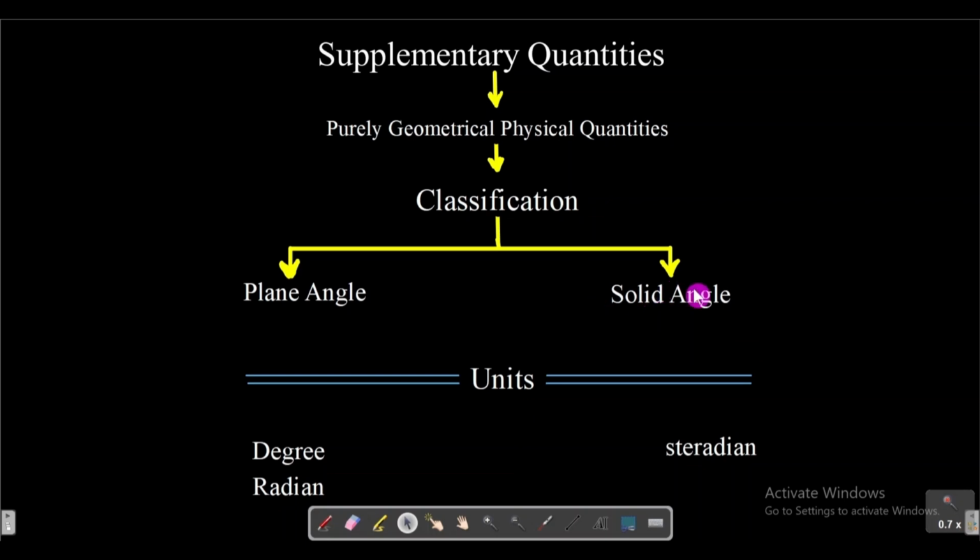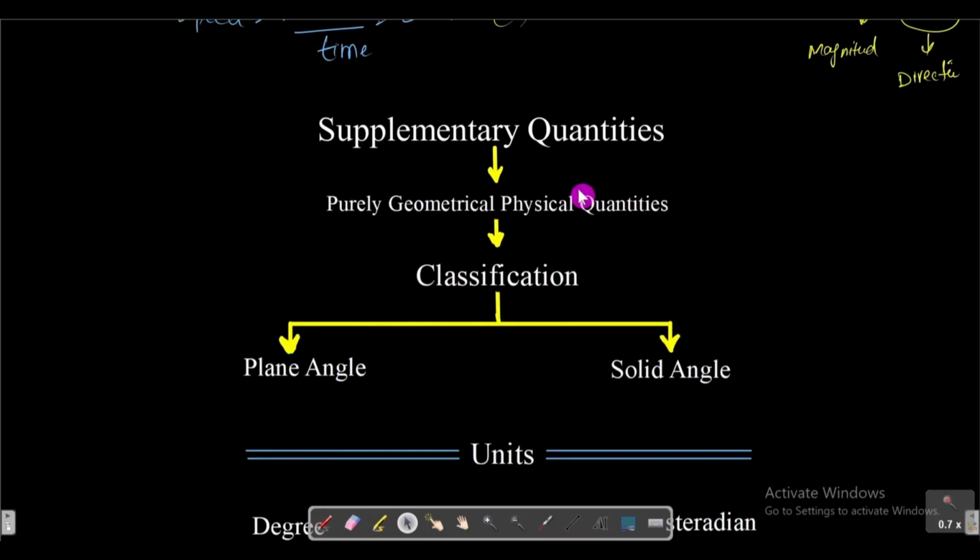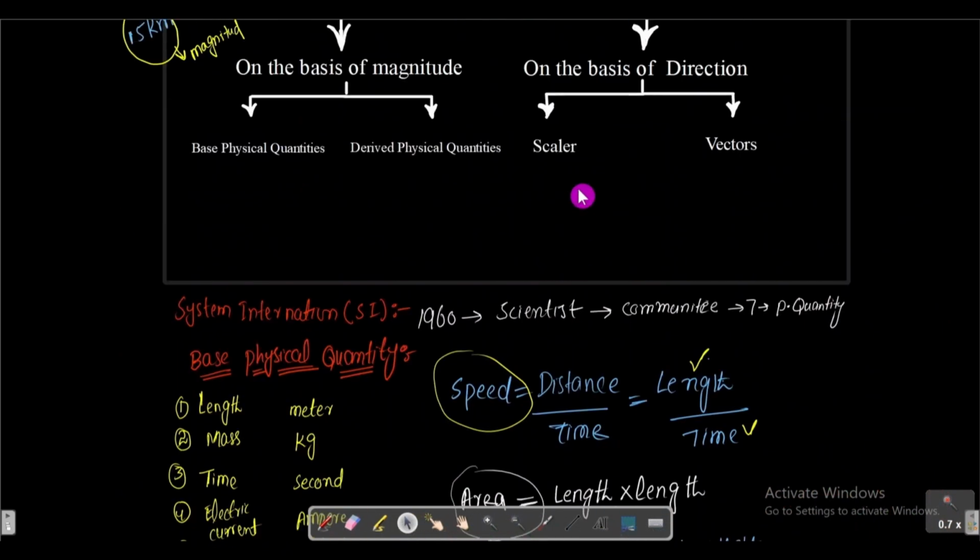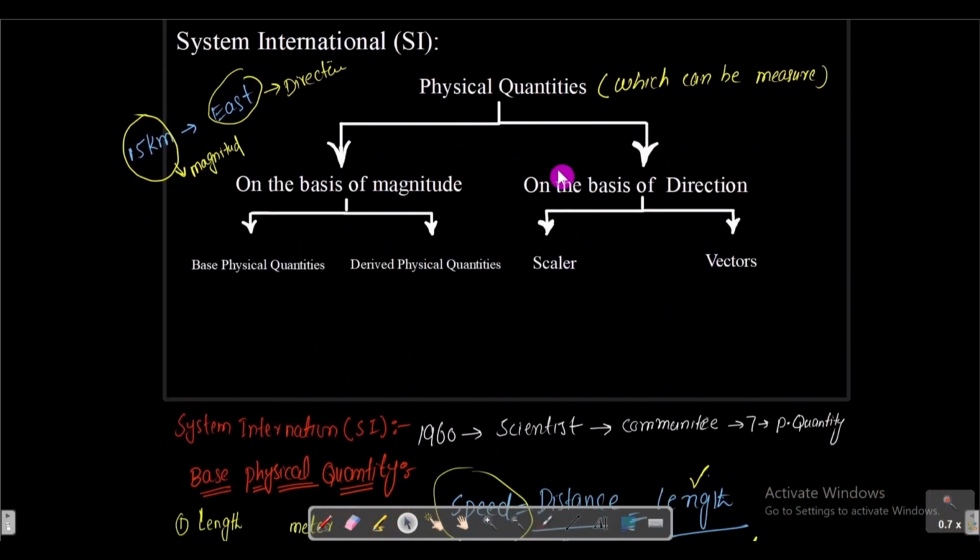Until here, we discussed the physical quantities and the types of physical quantities on the basis of magnitude and direction. On the basis of magnitude, we classified them into base physical quantities and derived physical quantities. And on the basis of direction, we divide the physical quantities into scalar and vector physical quantities.